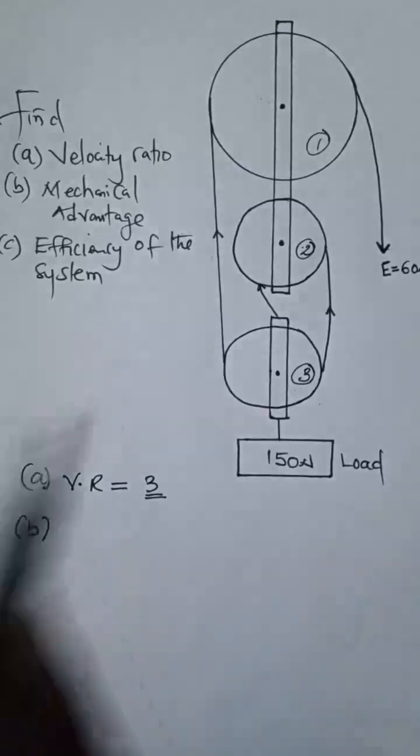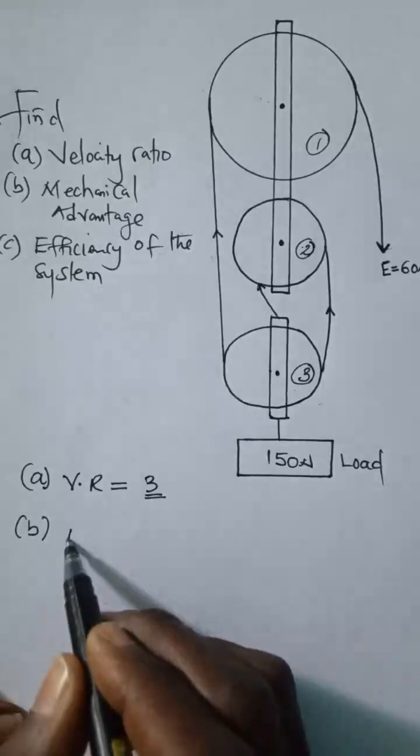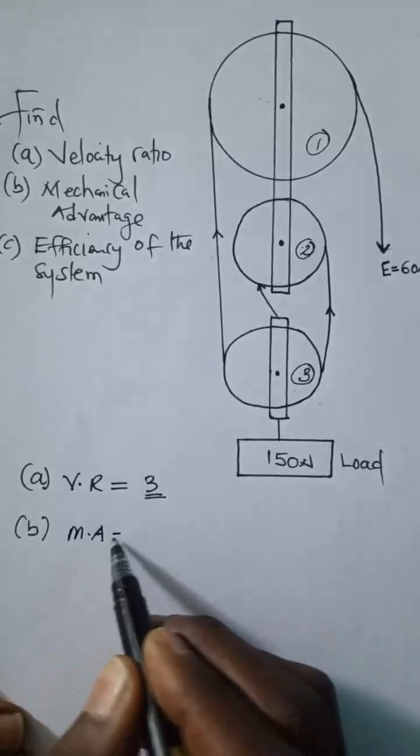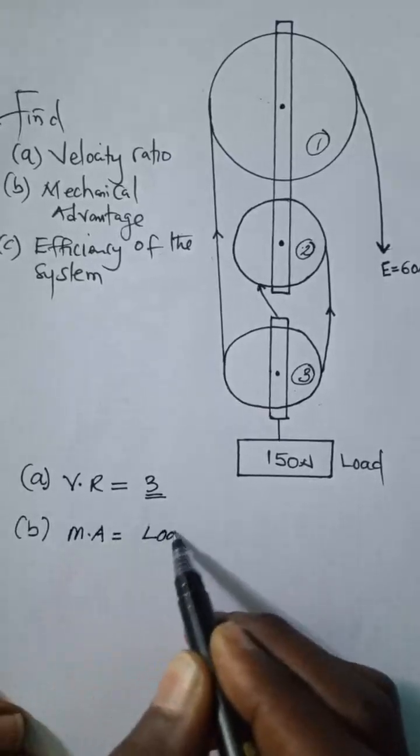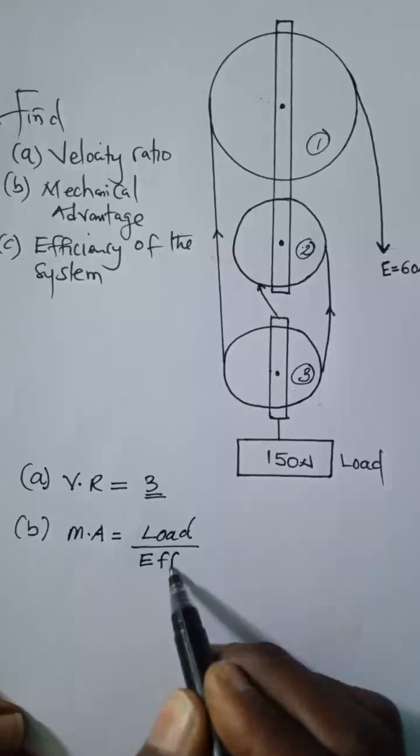B says the mechanical advantage. Now, mechanical advantage relates to the load and the effort, mainly the input and the output. The input is the effort that we're putting in. So mechanical advantage is given by the load divided by what? The effort.